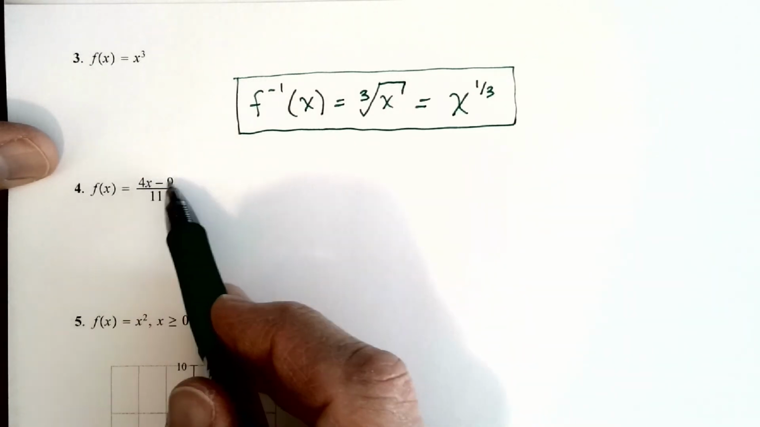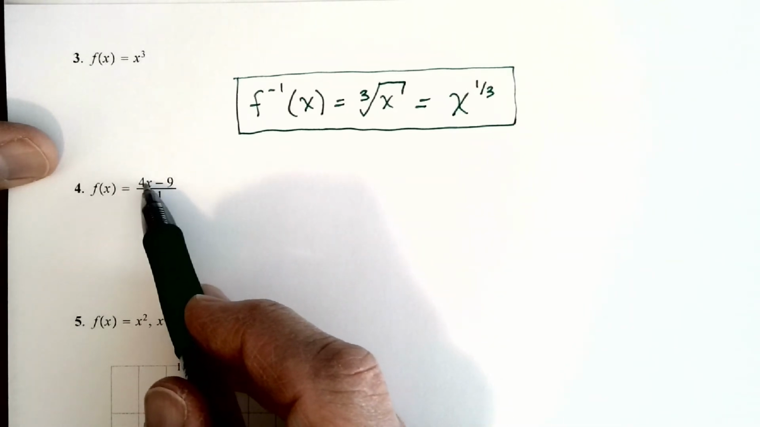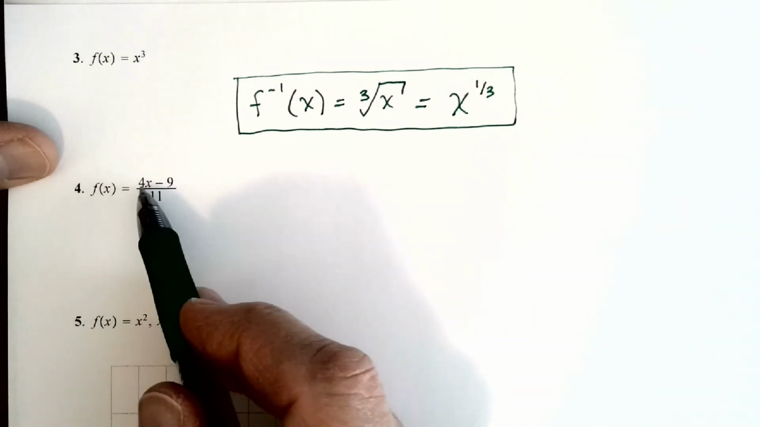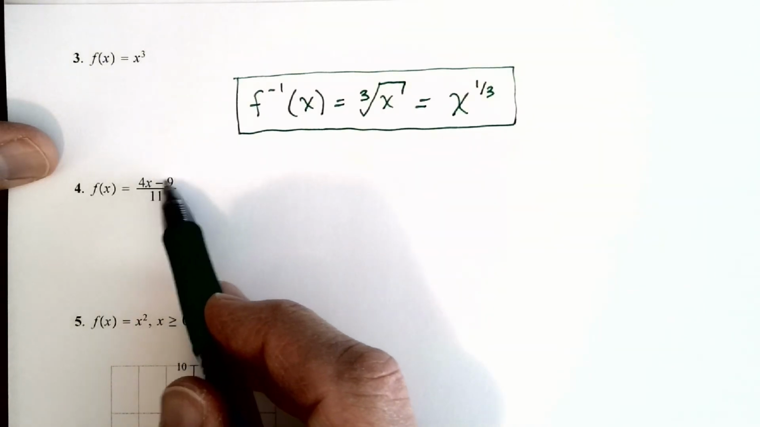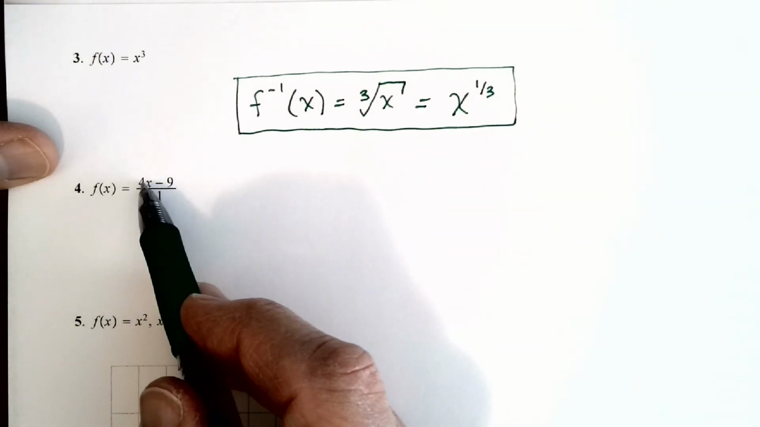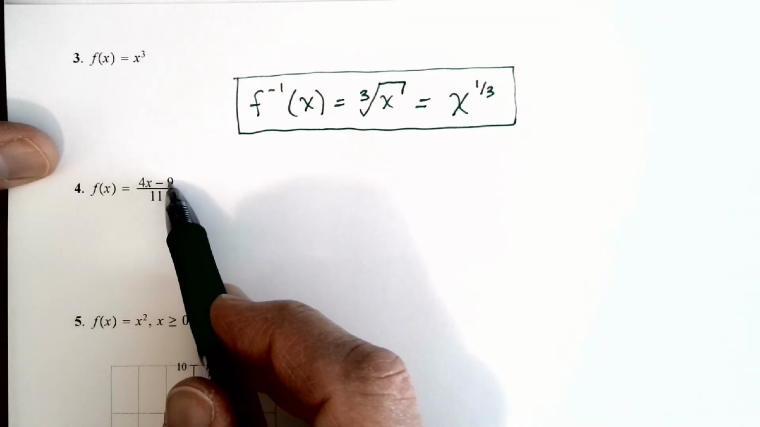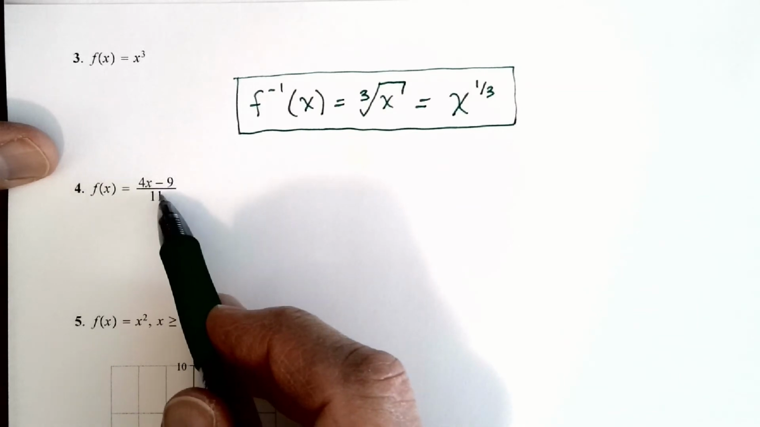And so in the parentheses, I've got 4x minus 9. So 4 times x is the first thing I do. Do multiplication and division inside the parentheses before addition or subtraction. So I'm going to multiply first, and then I'm going to subtract the 9. So I'm going to multiply by 4 first, subtract 9 second, and divide by 11. Multiply by 4, subtract 9, divide by 11.